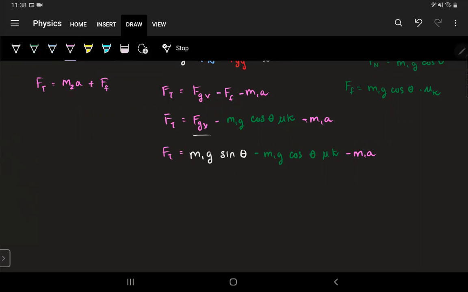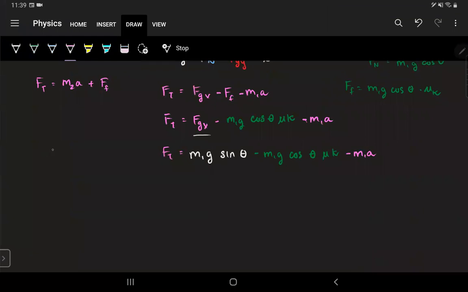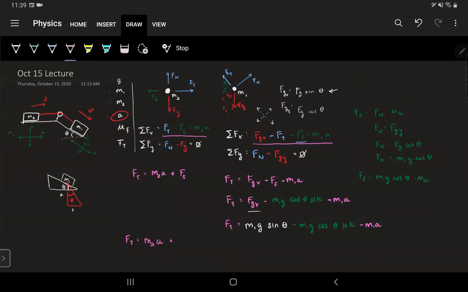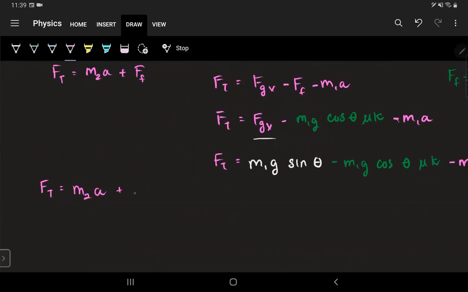If I give you this kind of problem on a quiz or exam, your notes are available. So you can look straight at the derivation. F of t equals m2a plus f of f. So that means that f of t is equal to m2a plus what's f of f on the left side? What's f of f on the left block? It's just simply going to be m2g times mu k.